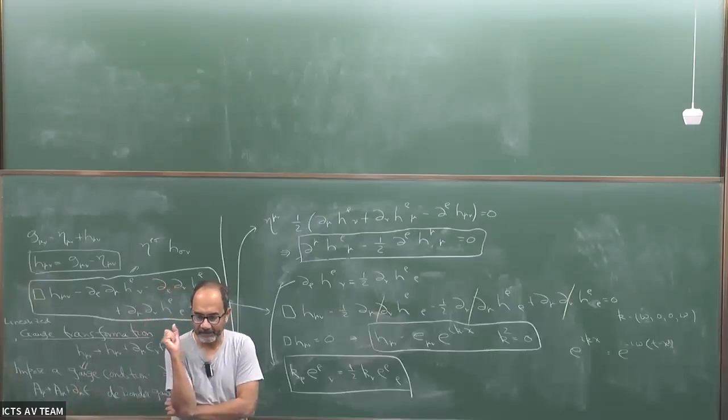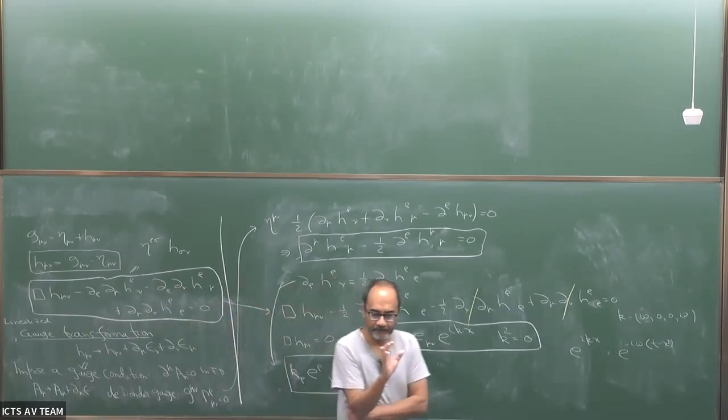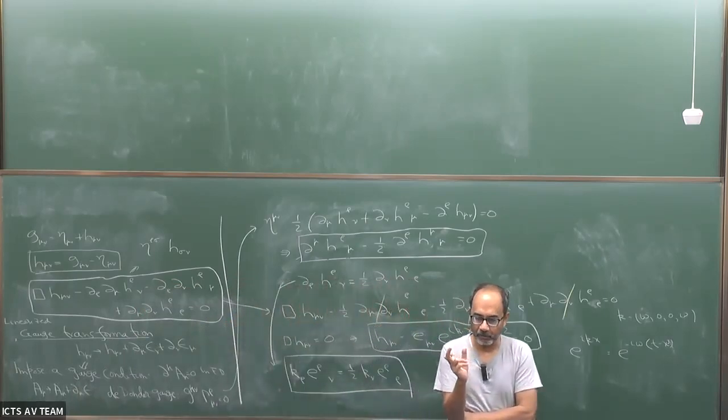We'll discuss this. The point is that just like in electromagnetism, there is a k dot epsilon equal to 0. That comes from the Lorentz gauge condition. But there is also a residual gauge symmetry that allows you to shift epsilon by k. Using that, we can constrain it further.